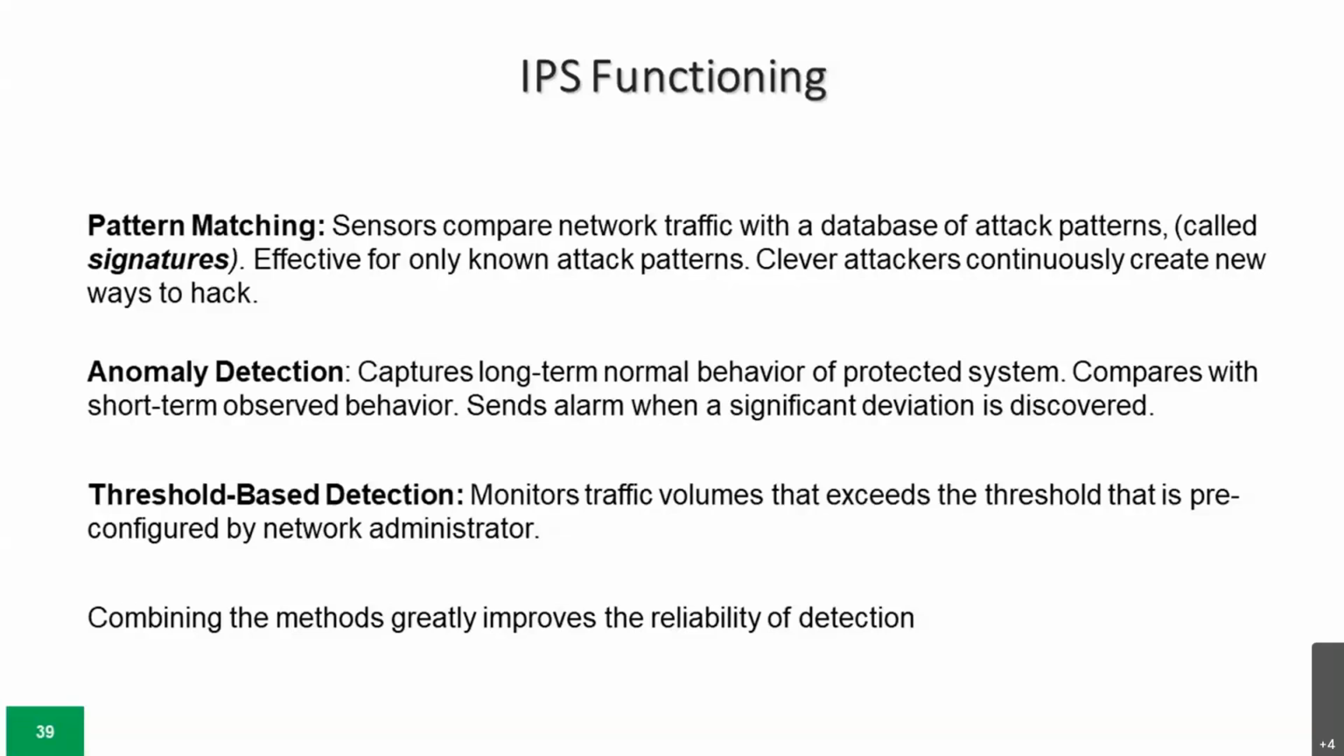Secondly, anomaly detection captures long-term normal behavior of the protected systems, compares it with short-term observed behavior, and sends an alarm when a significant deviation is discovered. Third is threshold-based detection. In this detection, the IPS sensor monitors traffic volumes that exceed the threshold pre-configured by the network administrator. The traffic which exceeds the threshold, the IPS prevents. Combining the methods greatly improves the reliability of detection.